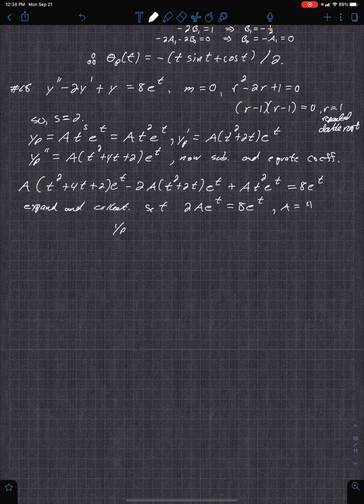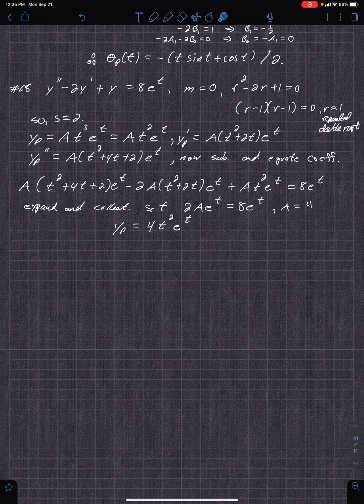So your particular solution then is 4t squared e to the t. And again, it would not be too difficult to just check that. Take its double prime, minus 2 times its derivative, plus itself, is that 8e to the t. Okay, so keep in mind what you're really trying to have. I wouldn't say you can guess every time, but for simple ones, if you knew where you're heading, you could guess it.